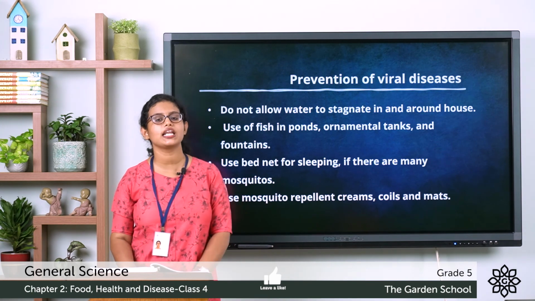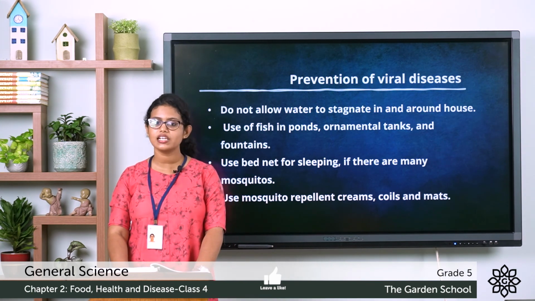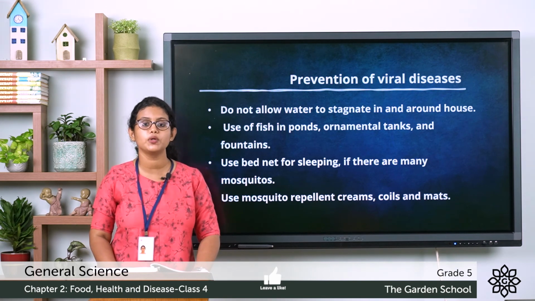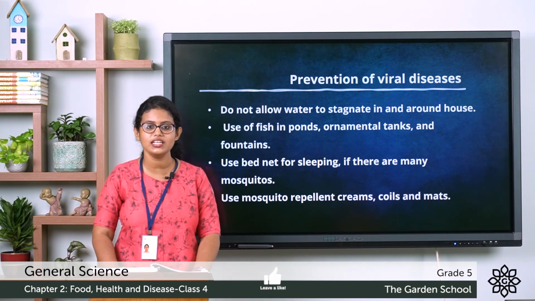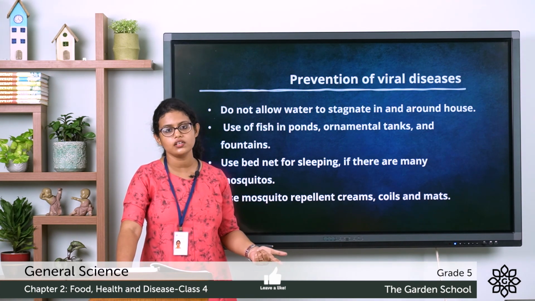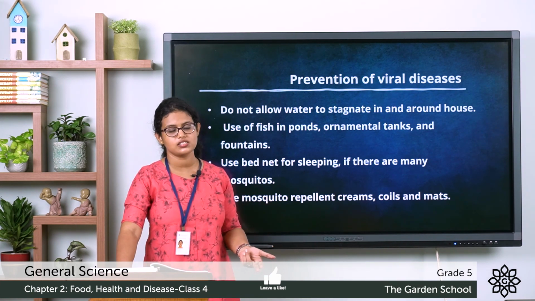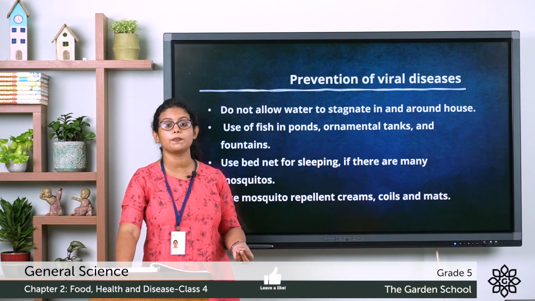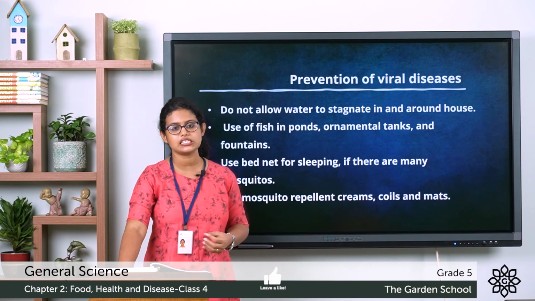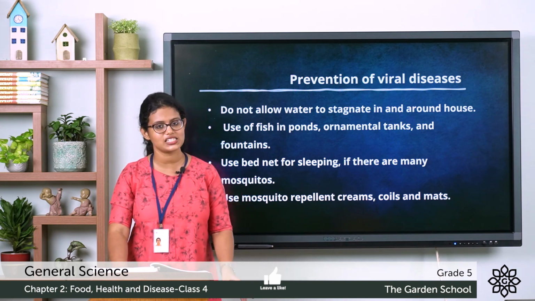So I hope the class was clear to you. In this class, we discussed the modes of transmission of communicable diseases. And which are they? It is transmitted through infected food and water, through air and through insects. Then we discussed the preventive steps that we can take in order to avoid these diseases.